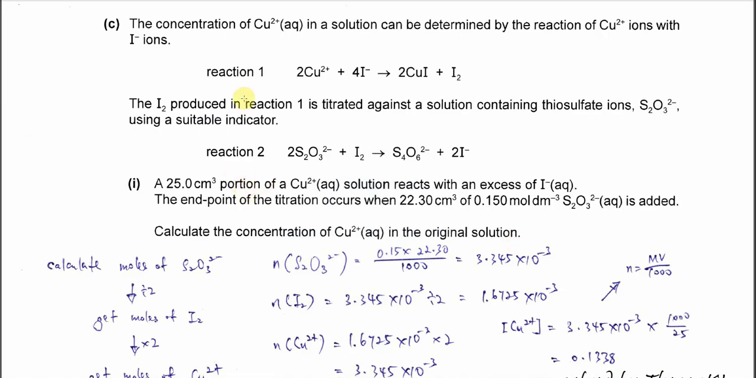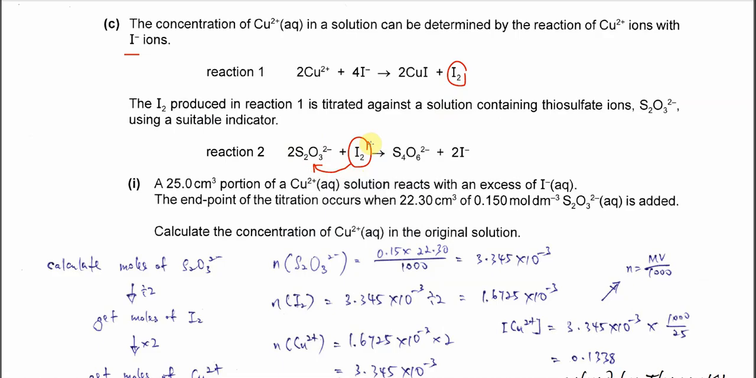Part C. The concentration of copper-2 in a solution can be determined by the reaction of copper-2 with iodide, after which it will form iodine. Then the iodine will further react with the thiosulfate, and the thiosulfate will reduce the iodine back to iodide. So this is the reaction. In reactions 1 and 2, we use the thiosulfate to make the iodine, the brown color, disappear.